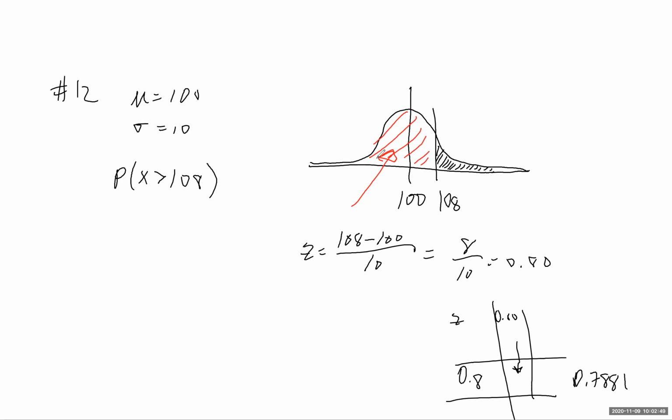The chart that we're using always gives us the area to the left of the value. We want the area to the right of the value. Since the area under the whole curve is 1, finding the area under the right is as simple as subtracting this from 1. And we get 0.2119. So the probability that x is greater than 108 is 0.2119. That's that area right there.